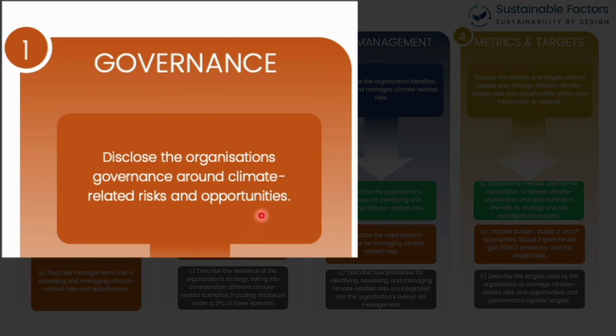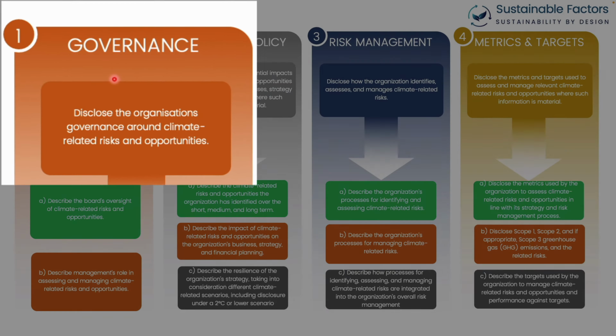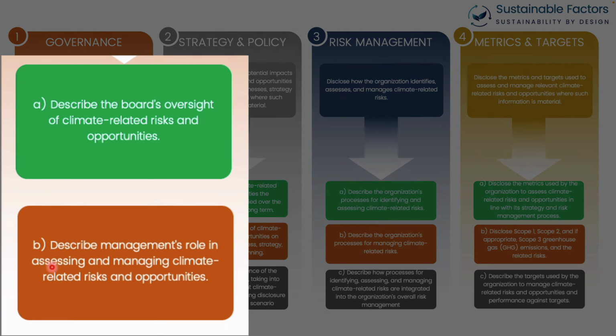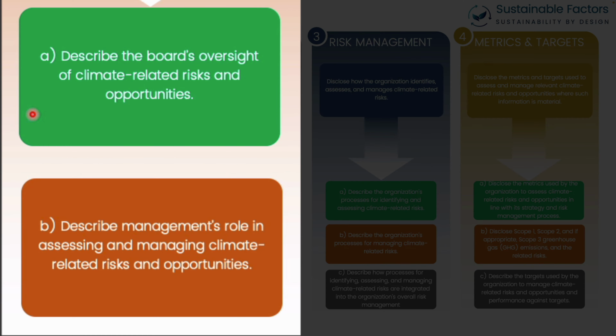So you remember that from those techniques, it starts with an instruction, or should I say, a required outcome. Okay, in other words, they're telling you as a business to be in a position where you can disclose the organization's governance around climate-related risks and opportunities. The arrow then points down for you to offer 2 ways, A and B.